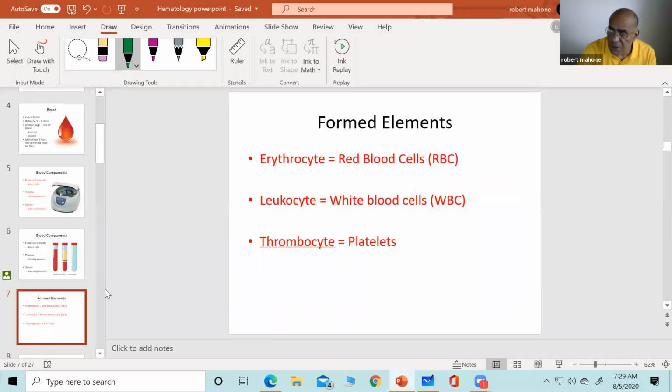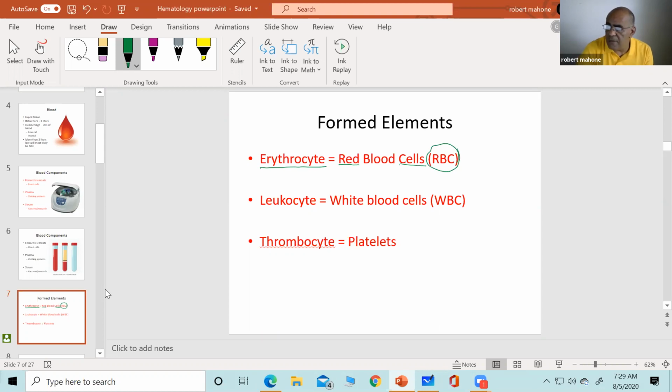Okay, so we're going to talk about the formed elements first. We'll list them out, and then we'll talk about each one for a few minutes. And the first formed element is called your erythrocyte. Y'all remember from the first slide that erythro means red. Cyto means cell. The erythrocytes are your red blood cells, abbreviated as RBC.